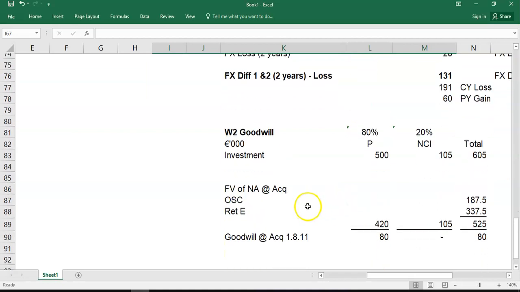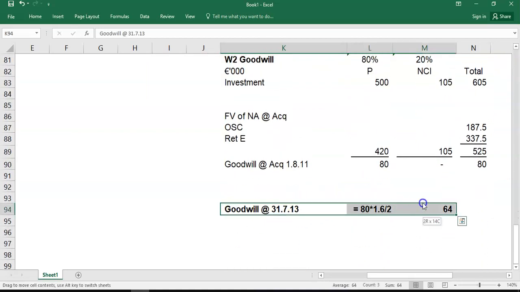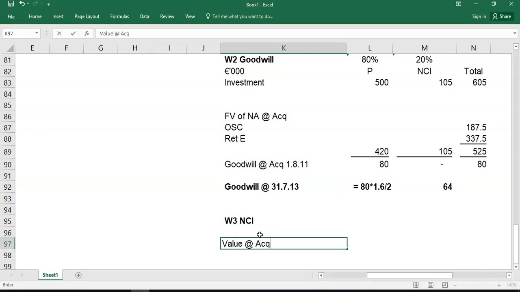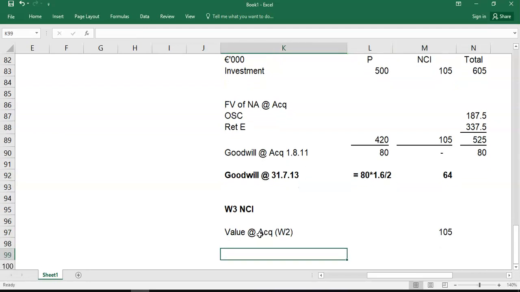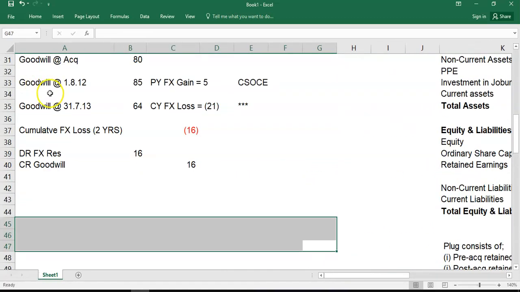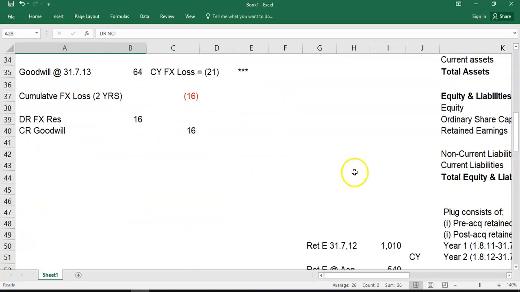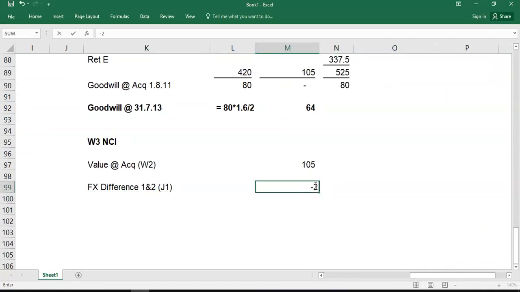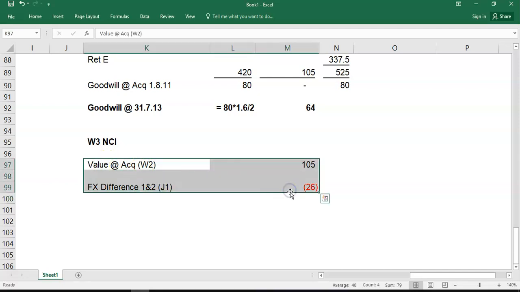What we'll now come on and do is we'll go and finish off the other normal workings that we have. We're going to do working 3. Let's do NCI. So you see, once you have all the groundwork done, a lot of this is very similar to vanilla questions that we've covered before. So the value of the NCI at acquisition, which is coming from working 2, we said the NCI was 105. It has FX difference 1 and 2 coming from journal 1, and we said they're going to get a share of the FX differences. They don't have an FX reserve, just all lumped together. Debit NCI means reduce the NCI by 26. So your NCI here, minus 26. And that's done already, and the examiner can see where it's coming from.